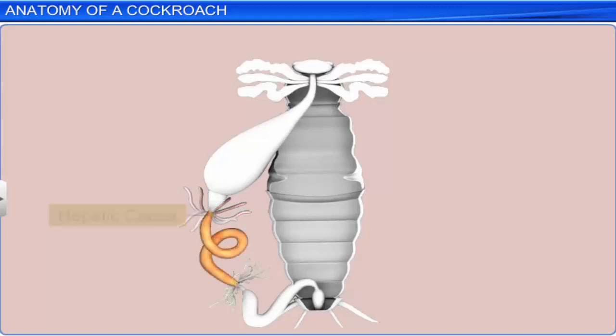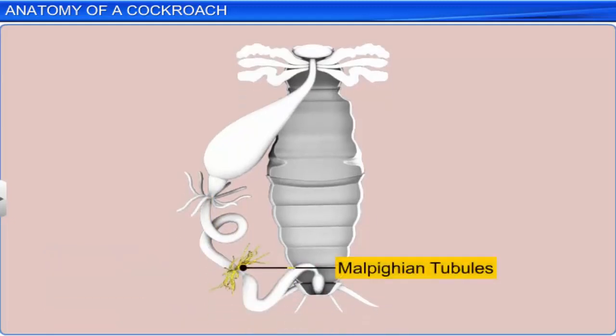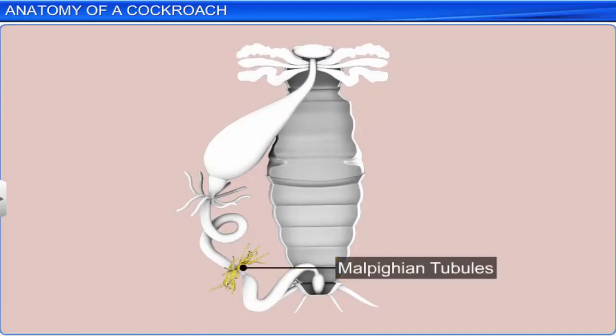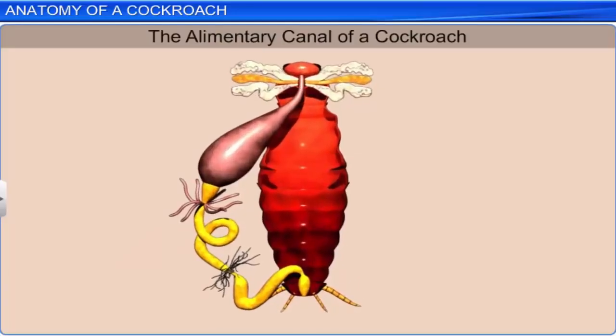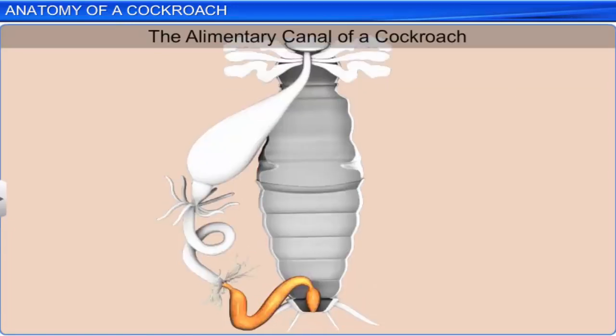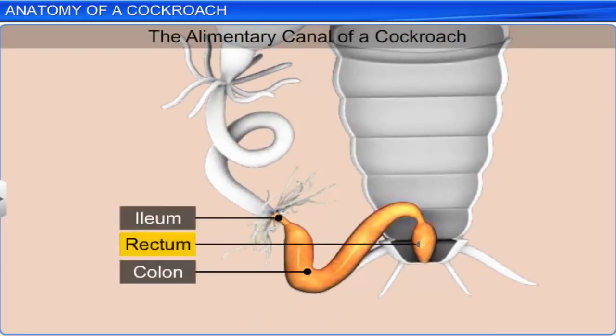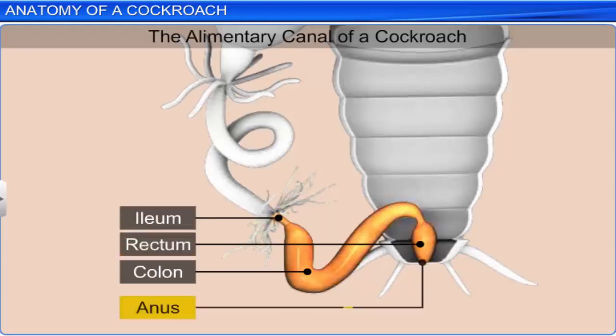Similarly, at the junction of the midgut and hindgut is a ring of numerous filamentous, yellow-colored Malpighian tubules, which function as excretory organs. The midgut is followed by the hindgut, which is broader and is divided into ileum, colon, and rectum. The rectum opens to the exterior through a small aperture called the anus.